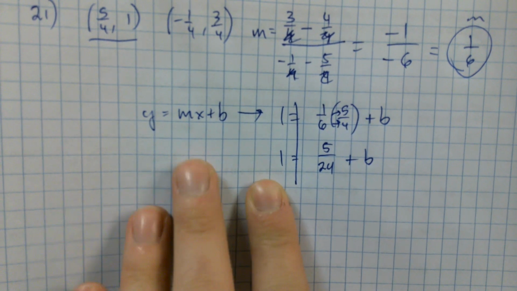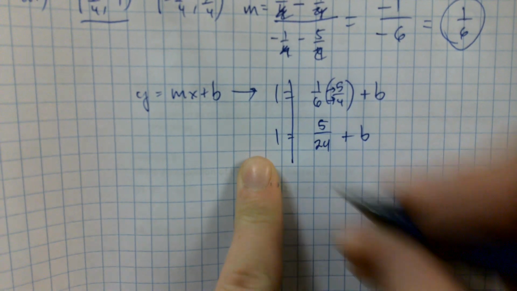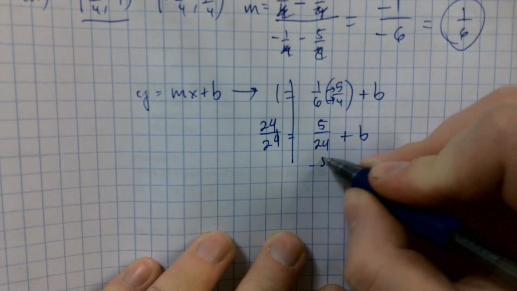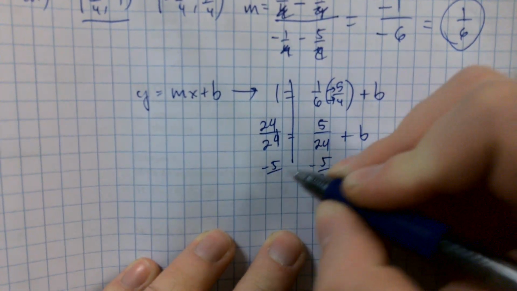How can I write 1 as a fraction over 24? 24 over 24. So if I subtract 5 24ths from both sides, what's 24 minus 5?